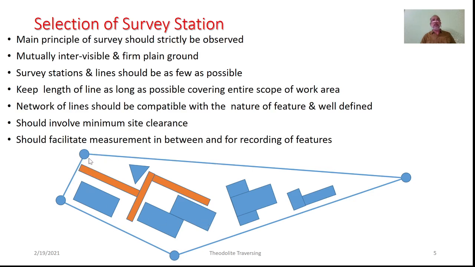As we induce that particular number of the stations, that means that many times we have to set the equipment, we have to level the equipment, we have to center the equipment, and this is the place at which the errors could be involved. So the number of stations should be optimum, I would say. In addition, the length of this particular survey lines should also be as long as possible, covering the entire scope of work of area.